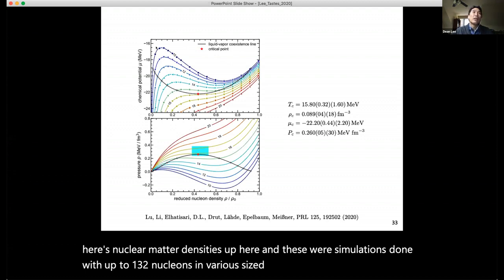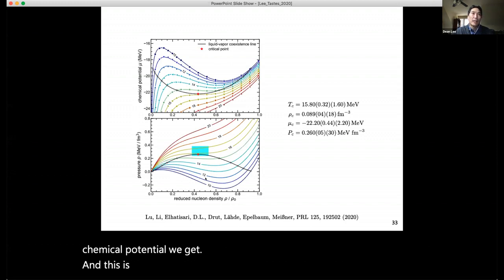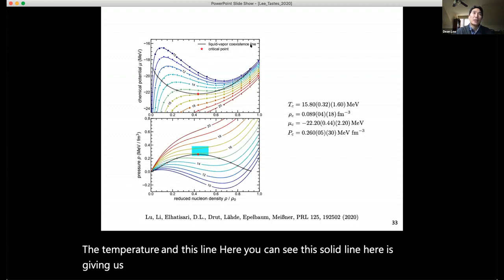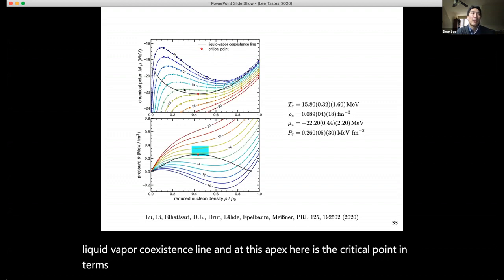And here you can see the isothermal lines for 10 MeV, 11, 12 MeV, 13, 14 MeV, and so on. This is the chemical potential we get. And this is the pressure we get for 10, 11, 12, 13, 14 MeV temperature. And this solid line here is giving us the liquid-vapor coexistence line. And here you can see again the liquid-vapor coexistence line. And at this apex here is the critical point in terms of the density-chemical potential plane.